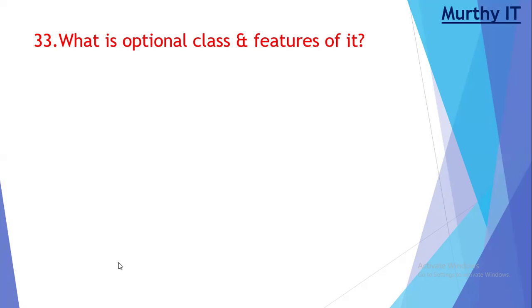As part of this video, we are going to discuss what the Optional class is and its features. Basically, the Optional class is given to avoid the NullPointerException. To avoid NullPointerExceptions, we have the Optional class. It also has some utility methods, so while handling null pointer exceptions with the Optional class, we can use those methods.